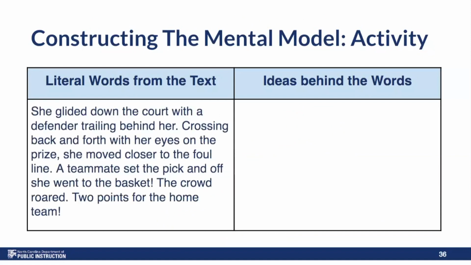She glided down the court with a defender trailing behind her. Crossing back and forth with her eyes on the prize, she moved closer to the foul line.